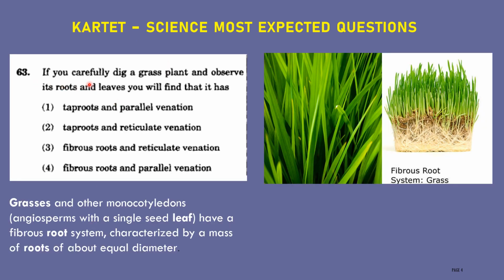Next question. If you carefully dig a grass plant and observe its roots and leaves, you will find that it has: option 1, tap roots and parallel venation. Option 2, tap roots and reticulate venation. Option 3, fibrous roots and reticulate venation. Option 4, fibrous roots and parallel venation. The correct answer for this question is fibrous roots and parallel venation. Here you can see in the grass plant, you will observe fibrous roots and the venation is parallel venation.